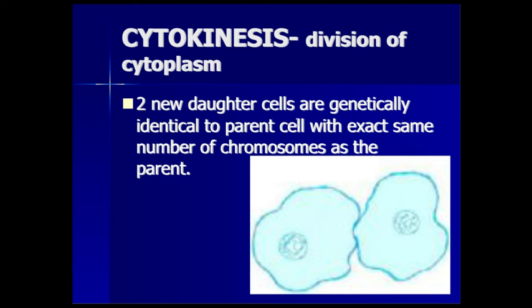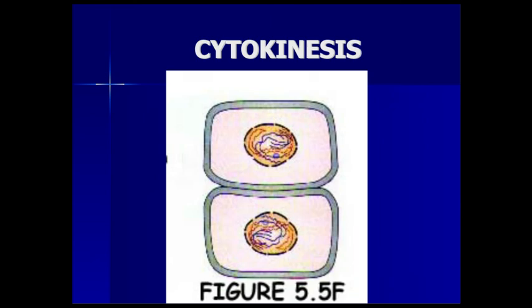So two new daughter cells are now genetically identical. That's key. Okay, mitosis: two new daughter cells are genetically identical to the parent cell, with exactly the same chromosomes, exactly the same DNA. So the DNA replicated, goes through mitosis, then it goes through cytokinesis. And this is what you'll see in the diagram here. You see two full new cell walls or cell membranes formed. The nucleus is all together now. It's all jumbled up like spaghetti in there.